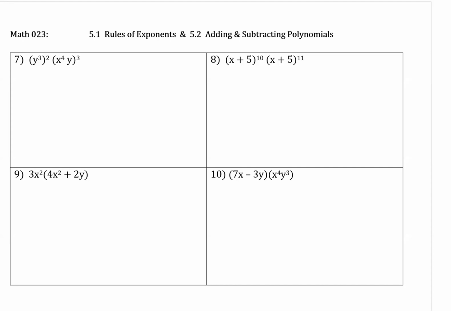Number 7, power to a power you multiply, y to the 6th. Power to a power, 4 times 3 is 12, so that's x to the 12th, y cubed. Same base, y, multiplying, keep the base, add the exponents. So this would be x to the 12th, and 6 plus 3 is 9, y to the 9th.